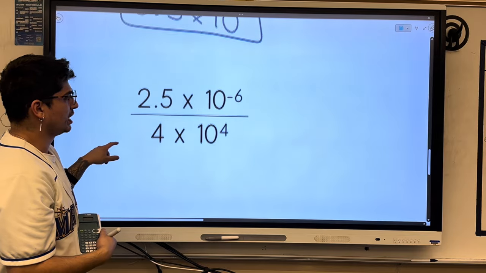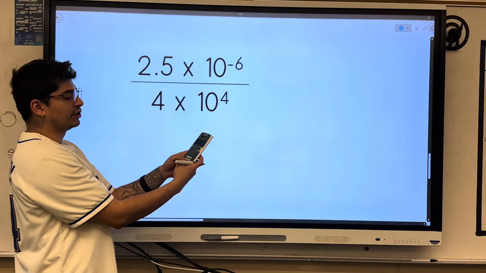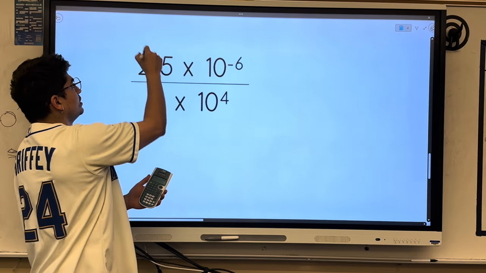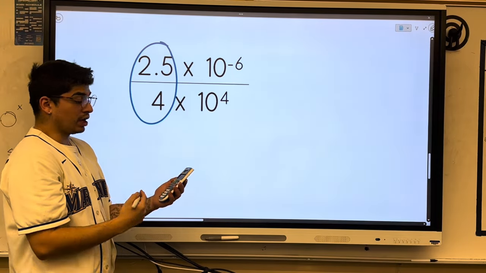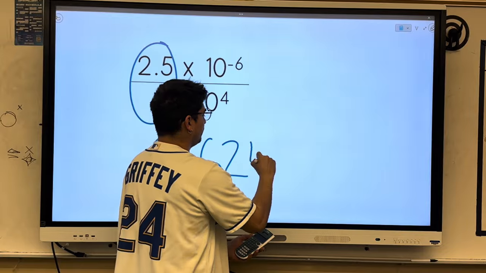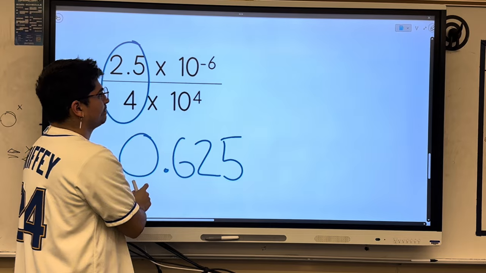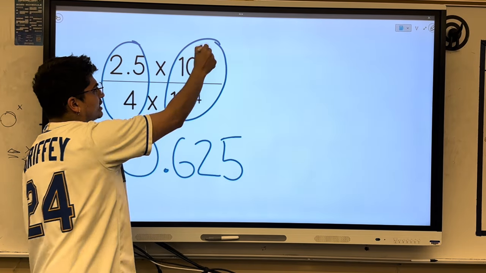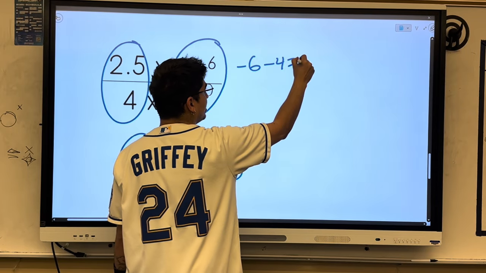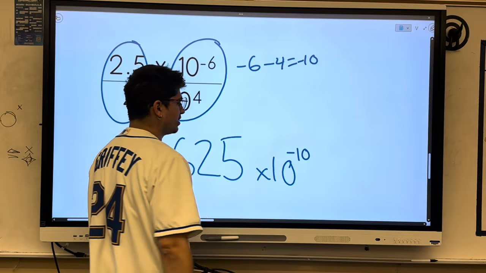So let's see if we can do it again, especially with a negative number here, right? So I'm going to do my constants or regular numbers first. 2.5 divided by 4 would give me, so again, I divided these two numbers because it's a division problem, and I got 0.625. So this one, I'm going to end up needing to change, right? And then I'm going to subtract my exponents. I have -6 minus 4 would give me -10. So my exponent is -10.